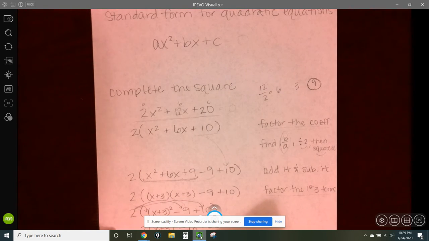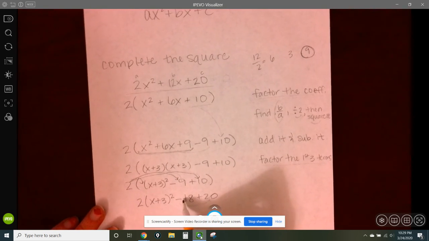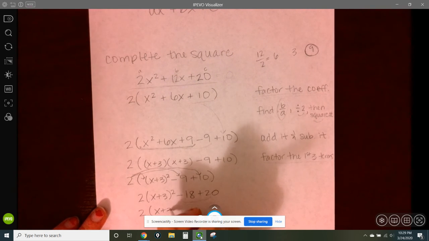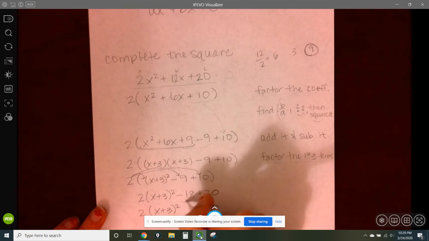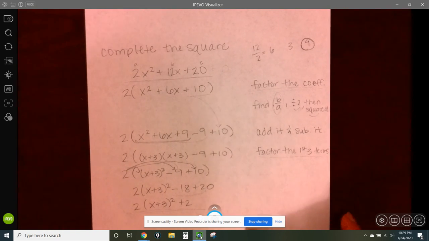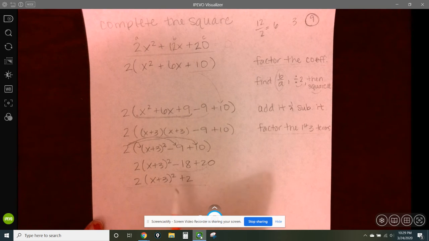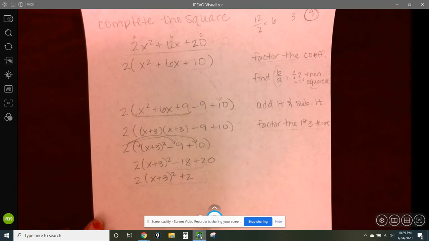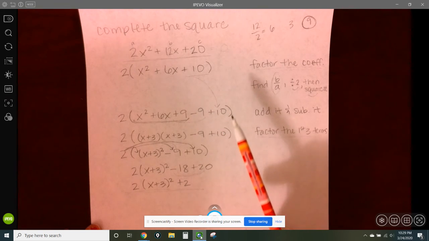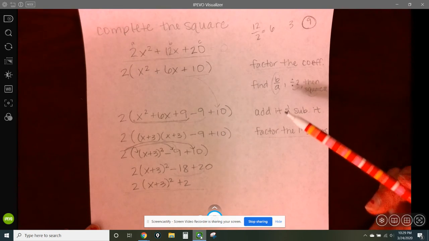I'm almost done simplifying. I can simplify this part a little bit more. I have 2 times x plus 3 squared, and negative 18 plus 20 is a plus 2. So I did it. I got all the way here to a simplified form. That is how you complete the square. It gave me a perfect square trinomial, and then I have this plus 2. That is not an easy task to do, but if you follow these steps every single time, it will work.